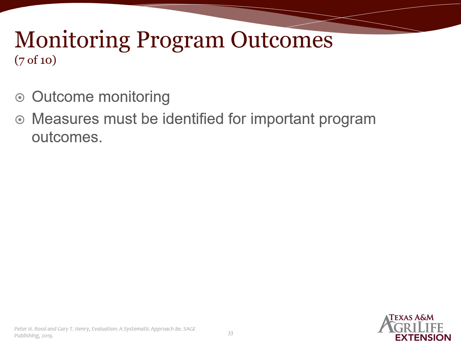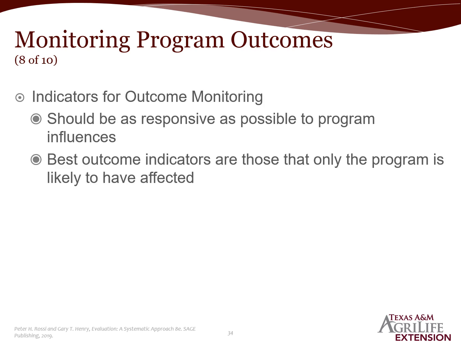Outcome monitoring requires that measures be identified for important program outcomes that are practical to collect routinely and informative with regard to the performance of the program. In other words, are they readily available, and are they going to give us a clear picture of what the change that's occurring is? The outcome measures that serve as indicators for use in outcome monitoring schemes should be as responsive as possible to program influences.